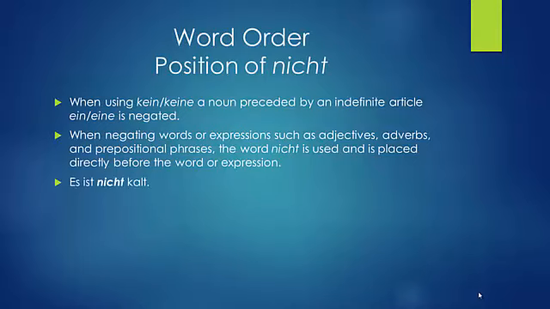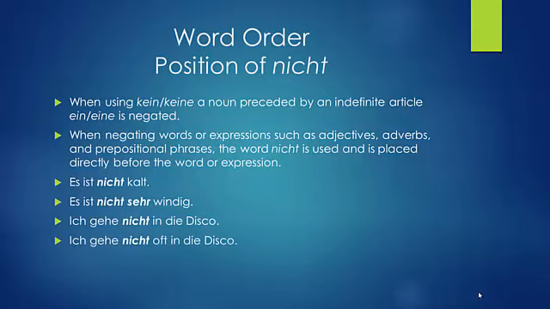Okay? For example, es ist nicht kalt. Es ist nicht sehr windig. Ich gehe nicht in die Disco. Ich gehe nicht oft in die Disco. Ich gehe nicht mit Bernd in die Disco. In the first two examples, nicht precedes the adjectives to indicate it is not cold and that it is not very windy. In the next two, nicht is used to indicate that ich is not going to the disco and that ich does not go often to the disco. In the last example, ich is not going with Bernd to the disco.